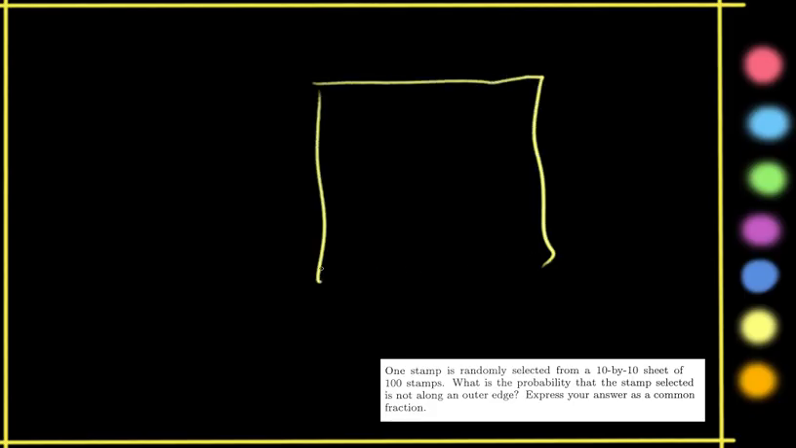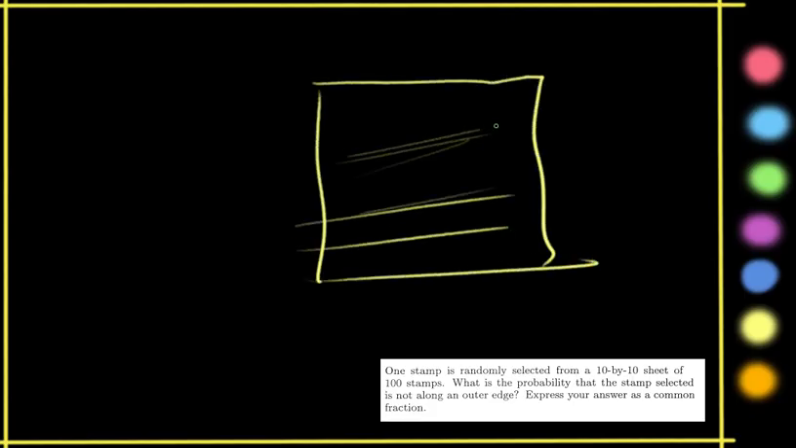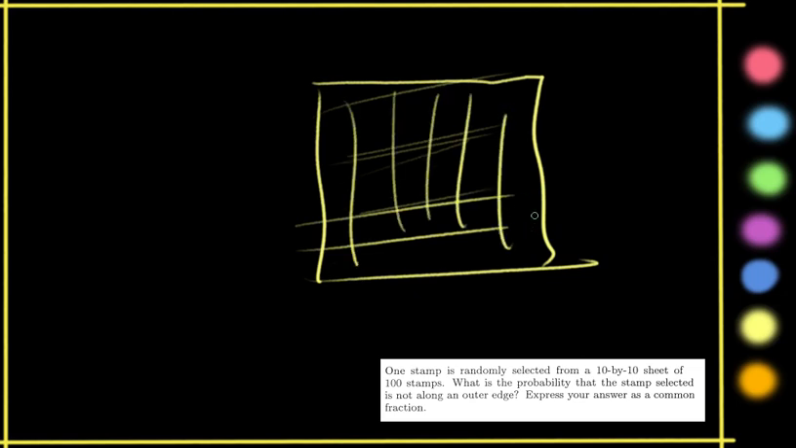All right, this one says one stamp is randomly selected from a 10 by 10 sheet of 100 stamps. Okay, so you've got this sheet of stamps, and there's 10 rows. I'm not going to draw them all. It's 10 columns. It's like a big 10 by 10 grid, right? And it says, what's the probability that the stamp selected is not along an outer edge? Express your answer as a common fraction.